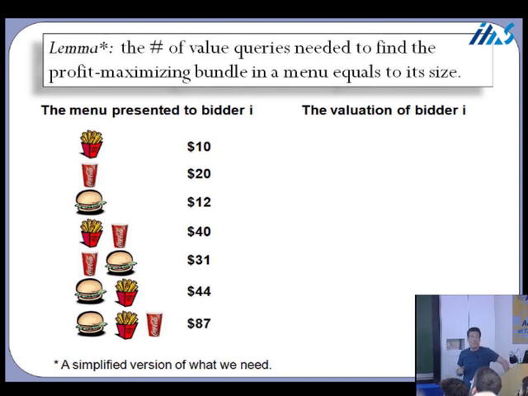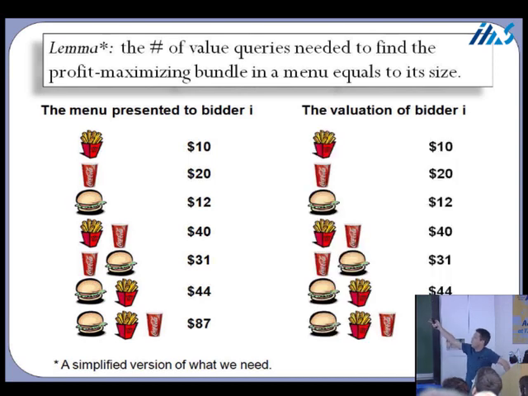Now consider the following valuation of bidder I. We construct the following valuation of bidder I where the value of bidder I for each bundle equals exactly the price of this bundle in the menu. In other words, the bundle that contains the fries has a value of 10, the one that contains the Coke has a value of 20, the bundle that contains all items has a value of 87. So the profit of each bundle for that menu is exactly 0.